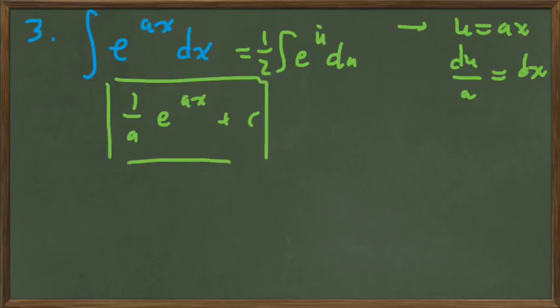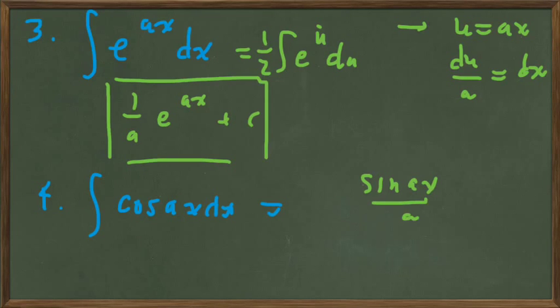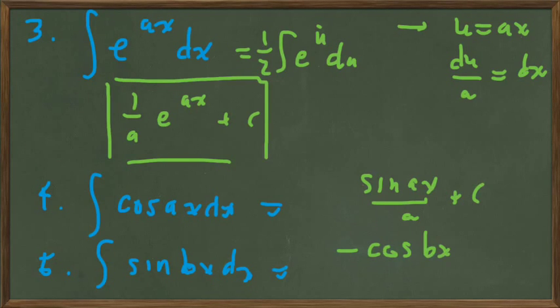And what are the other ones of this type? Well, we will often encounter cosine ax dx, so that would be what? Sine of ax divided by a plus c, and its companion integral, sine of ax dx, let's actually make it sine of bx dx, would equal what? Minus cosine of bx divided by b plus c.